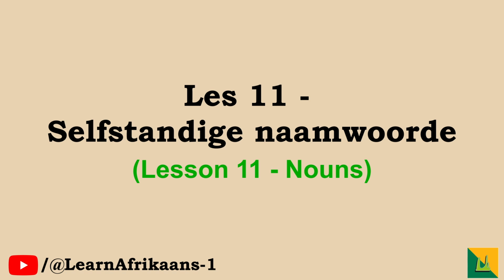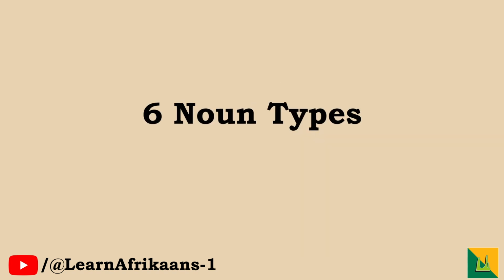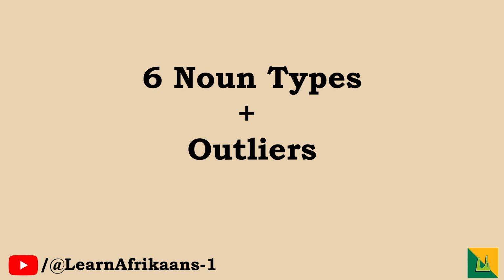Les 11. Selfstandige naamwoorde. Nouns. In this lesson we will go over the 6 different Afrikaans noun types. For each type we will show a few examples. Furthermore, we will also deal with some nouns that are outliers.